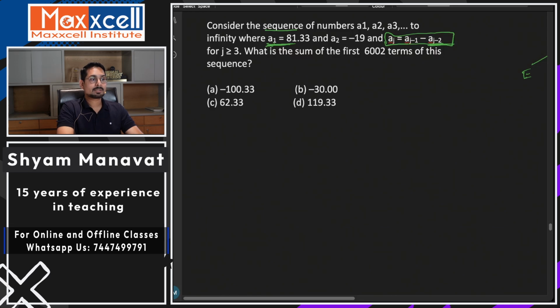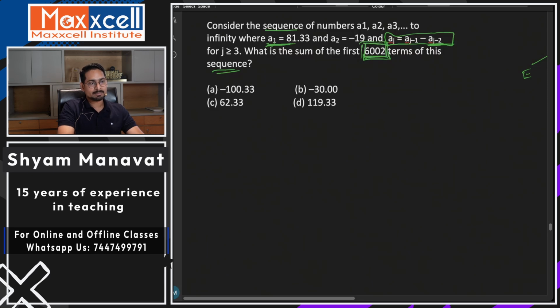What is the sum of the first 6002 terms of this particular sequence? You need to understand they have not mentioned whether this is an AP or GP. So it's a special sequence where you need to understand the relation between the terms and then accordingly progress. The second thing which you need to pay attention to here is they are asking the sum of 6002 terms.